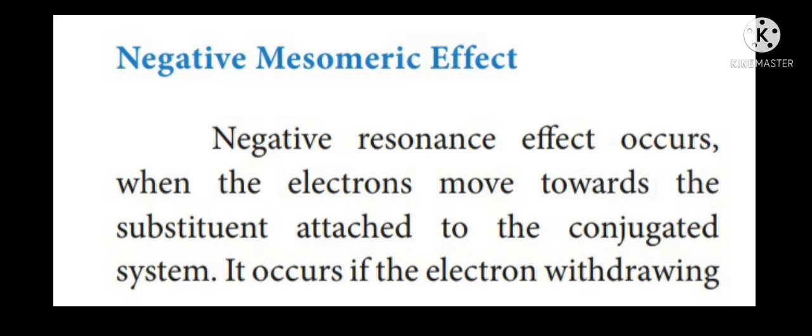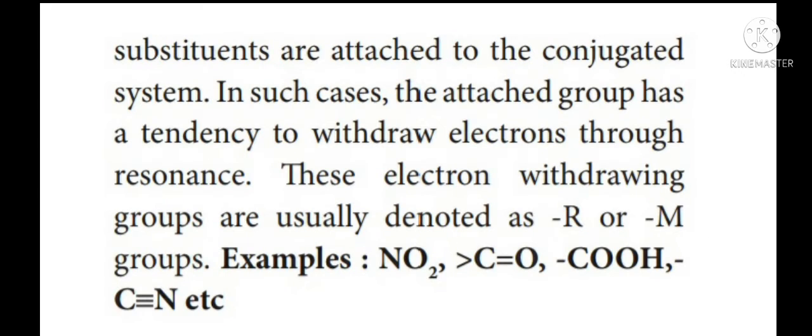Next one, negative mesomeric effect. This effect occurs when the electrons move towards the substituent attached to the conjugated system, that is, compounds containing double bonds. It may occur if electron withdrawing substituents are attached to the conjugated system. These electron withdrawing groups are usually denoted as minus R or minus M groups. The examples for minus M effect are given here.